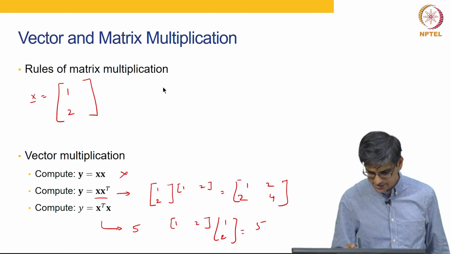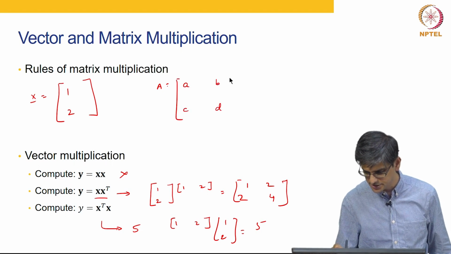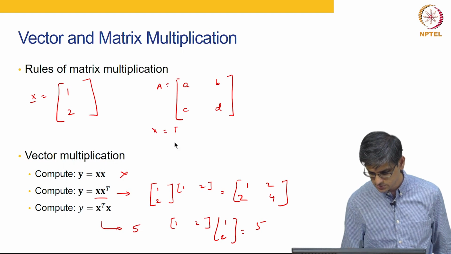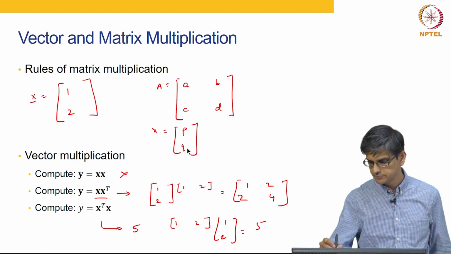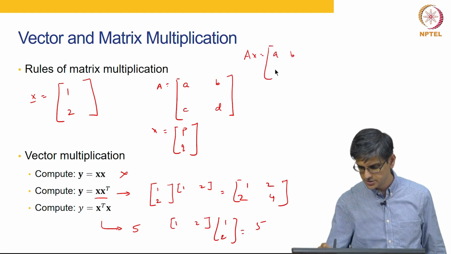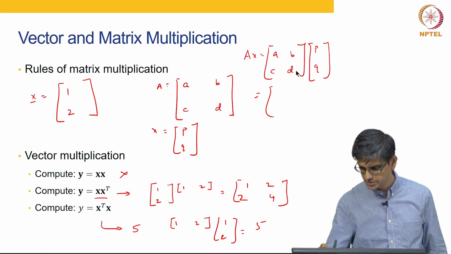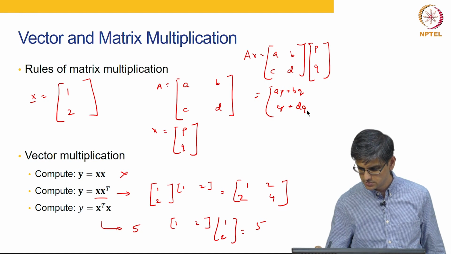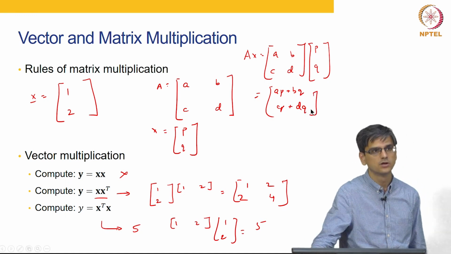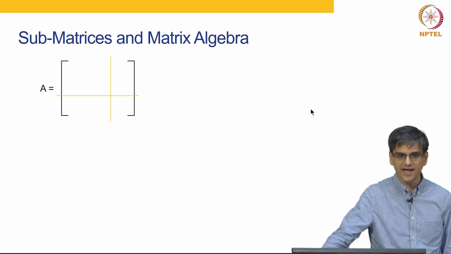Let us say our A was AB, CD and X was PQ. Then AX will be what? AB, CD times PQ. So, that is going to be AP plus BQ, CP plus DQ, right? You know this.